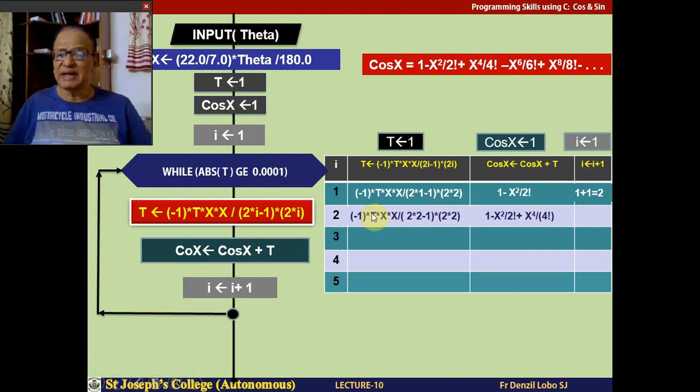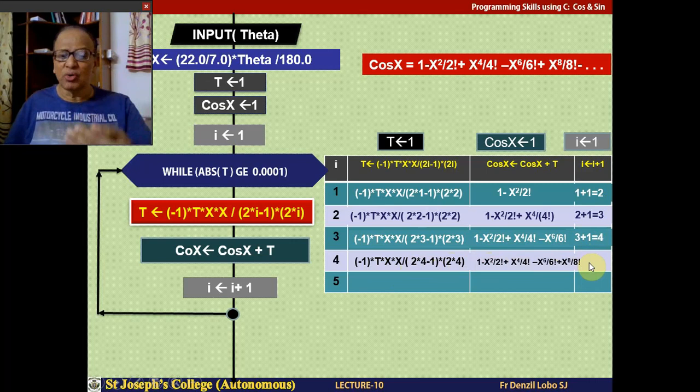This is already t is 2, this term. So multiply by x squared divided by 3 into 4, and you get this. Then the I value becomes 3. I come here, the next term again, previous term into this, and in the denominator I get 5 into 6. Therefore it is going to be 6 factorial, minus x to the power 6, because the earlier term was plus, I multiply by minus 1. The value of I is incremented to 4.